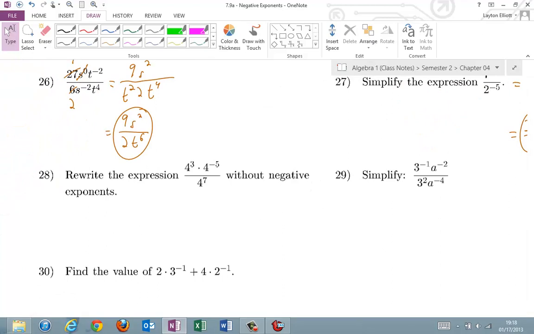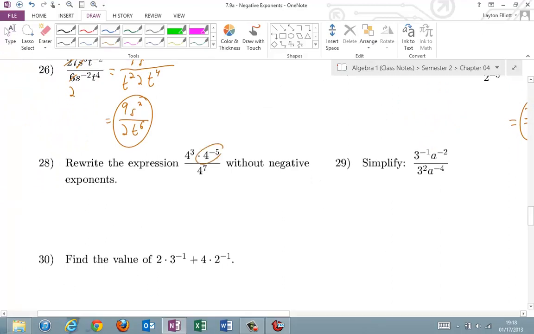Then this one says rewrite this expression without negative exponents. That just means take this thing and move it down. So I have 4 to the third over 4 to the seventh, and then I move down 4 to the fifth, which is 4 to the third over 4 to the 12th, and if I simplify, that is 1 over 4 to the ninth. And let's leave it like that. 4 to the ninth is messy.